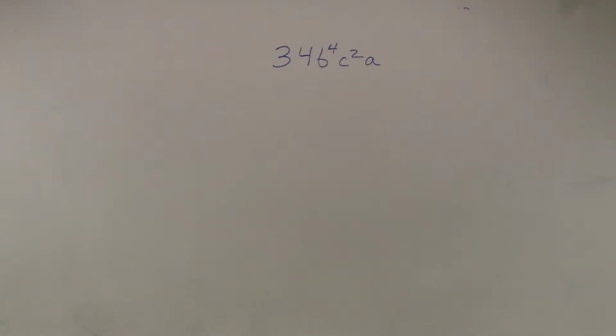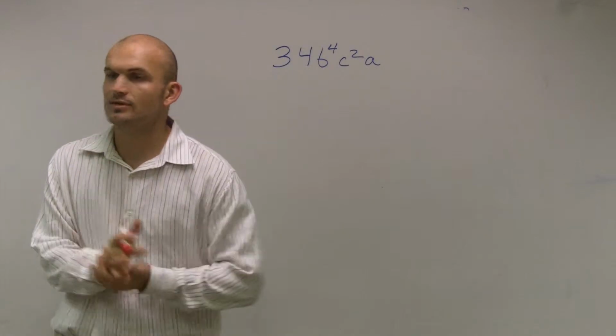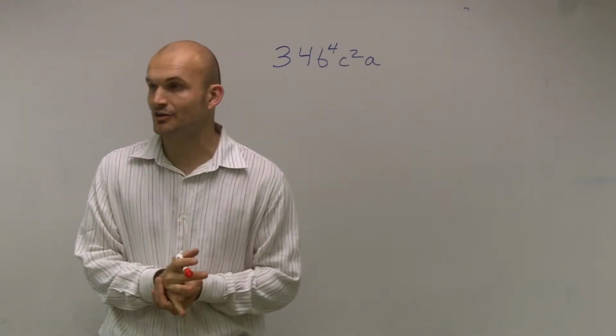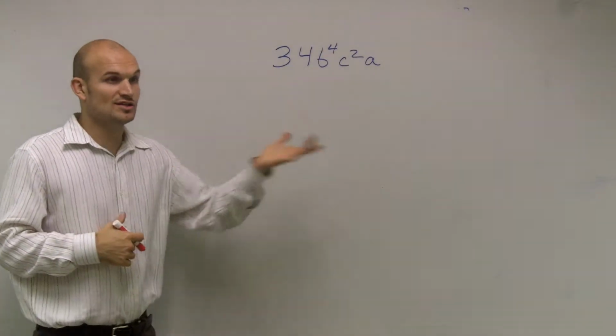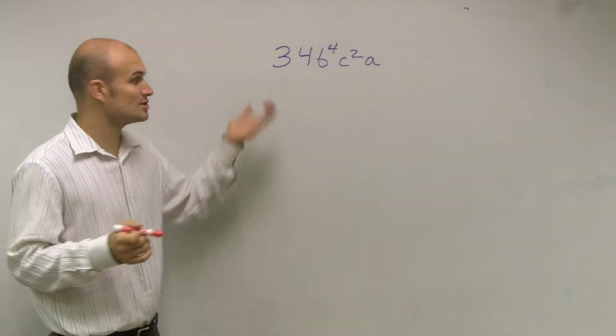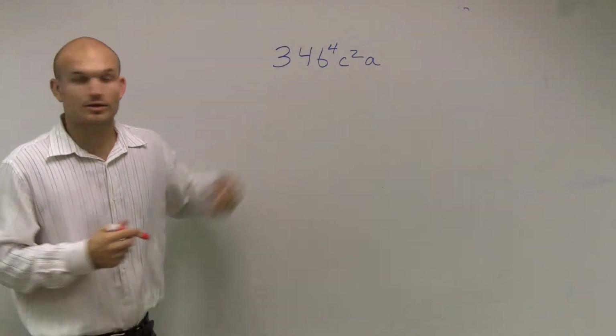So I have 34b to the fourth c squared a, right? All right, so remember, the first thing we want to do is we got to do our prime factorization for our number. Now this one's pretty simple because even though it looks like it has a number that might have multiple factors, there's only actually two factors besides 34 and 1 that are going to work, right?